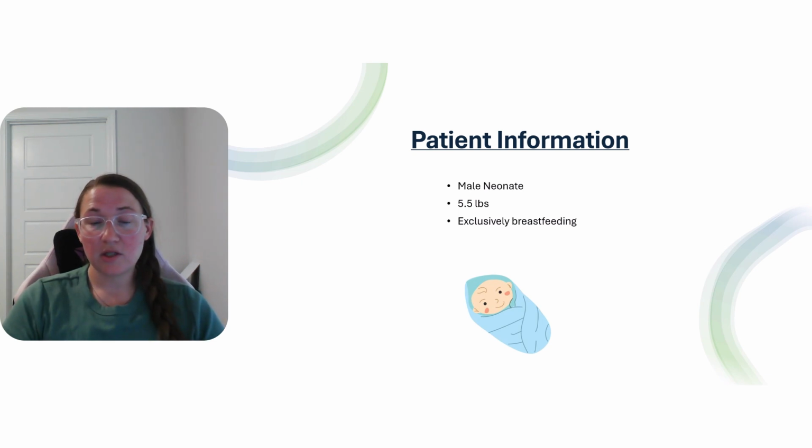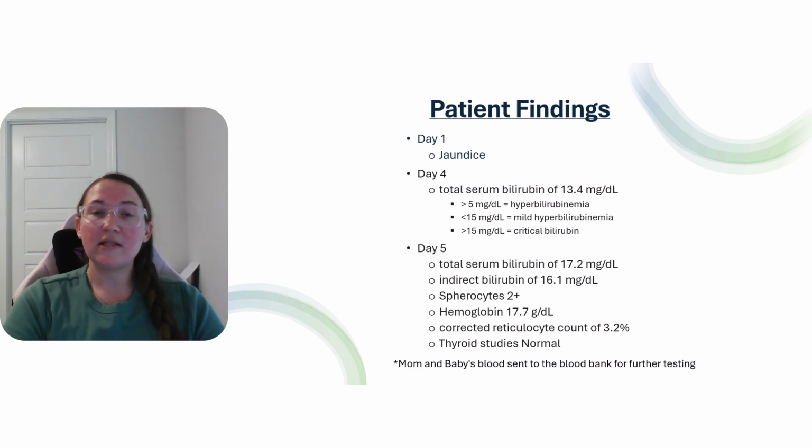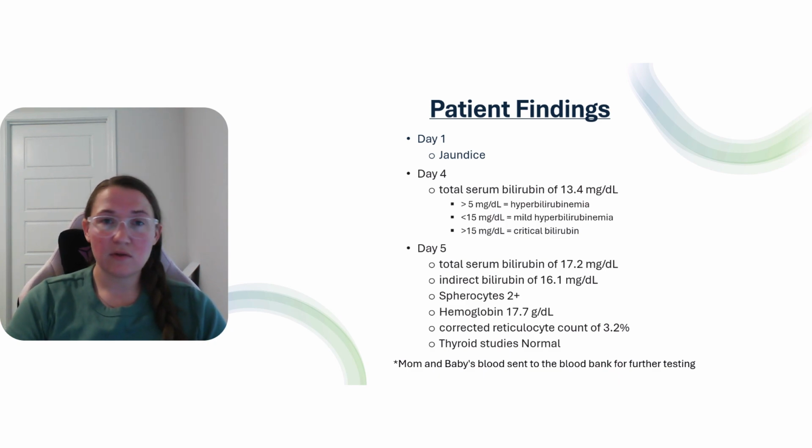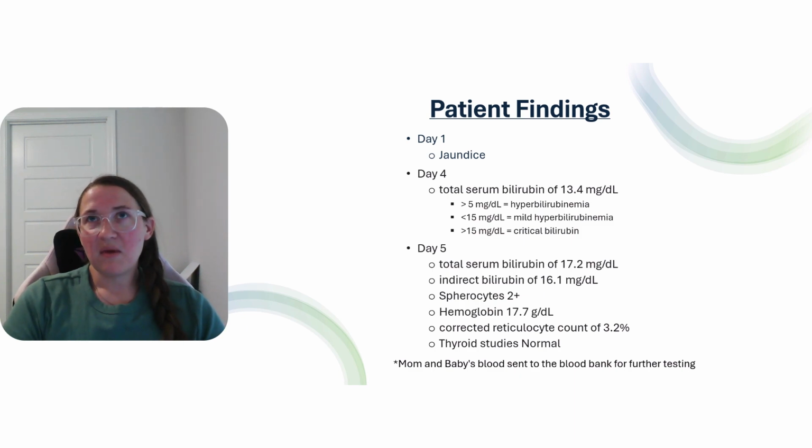Starting with our patient information, we have a male neonate baby, about 5.5 pounds, which is indicating he was a little premature, and he is exclusively breastfeeding with mom, so no formula. On day 1, we're seeing some jaundice, so some yellowing of the skin, maybe a little yellowing of the hands and feet.